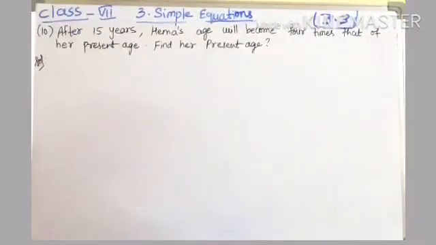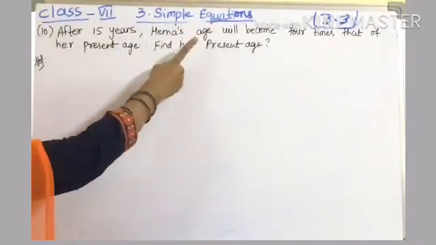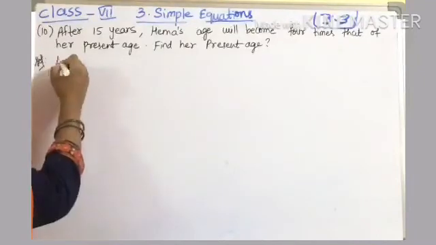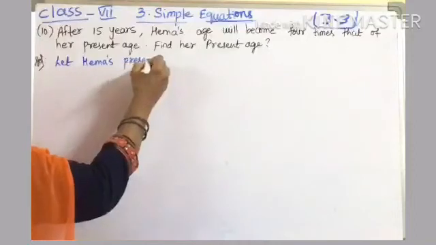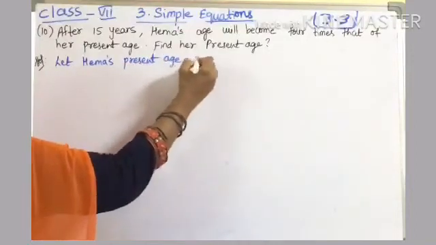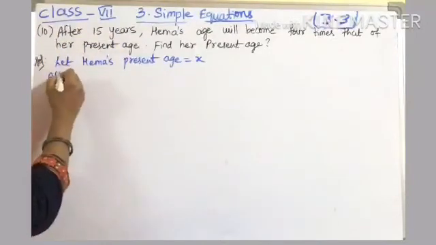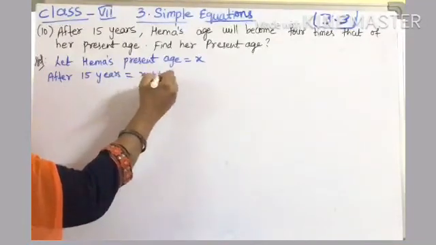The 10th word problem. After 15 years, Hema's age will become 4 times that of her present age. Find her present age. Here they are asking you to find the present age of Hema. So let Hema's present age be x. So after 15 years, what is her age? x plus 15, isn't it?